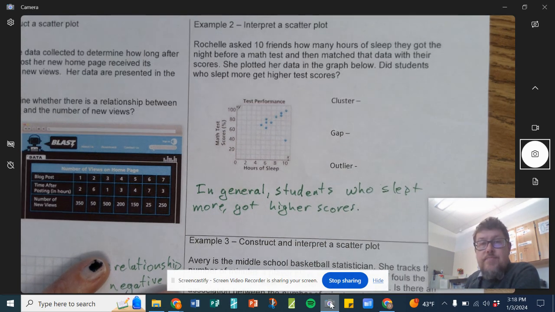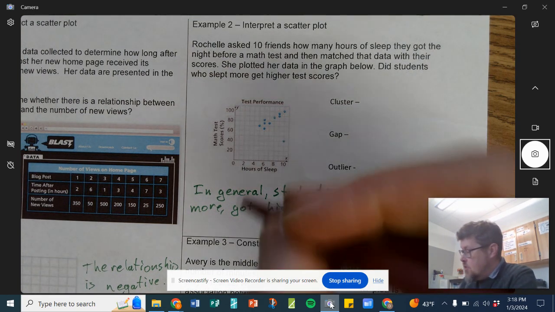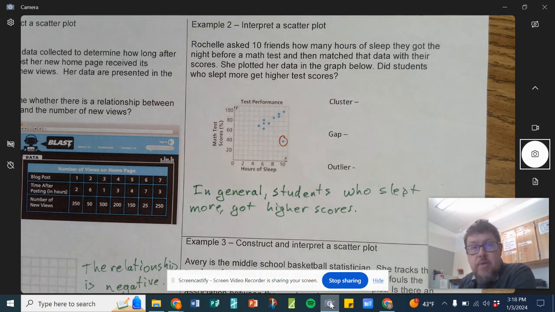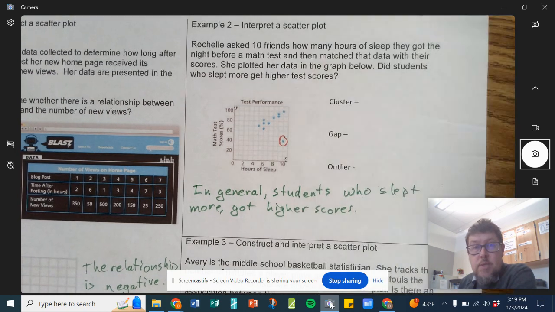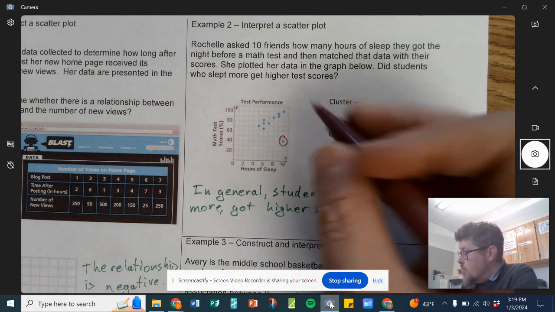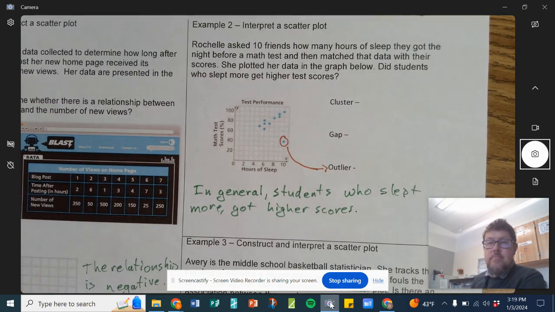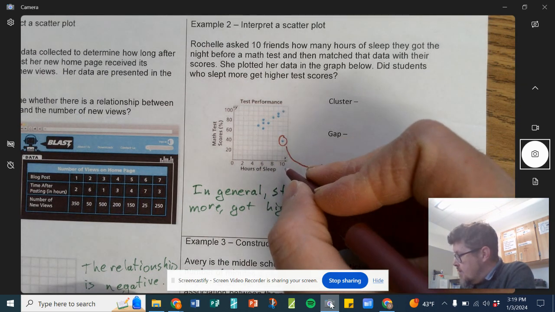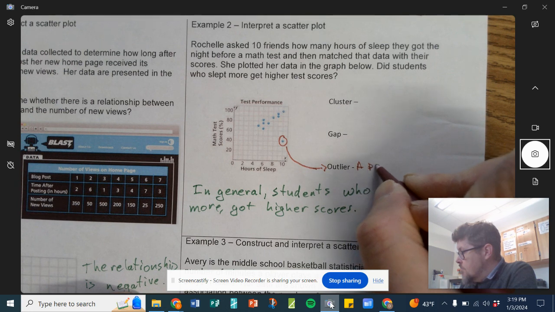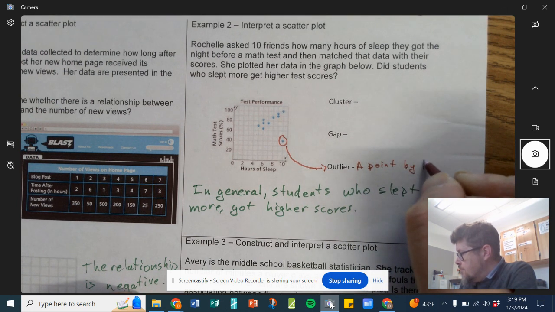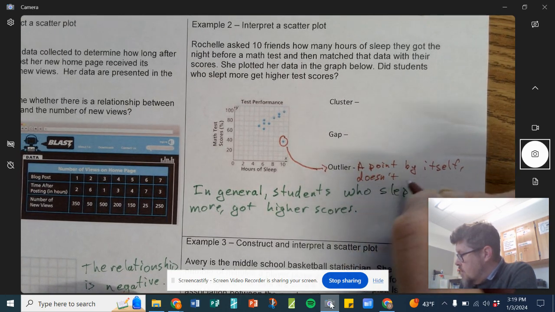Okay. And so the idea here is that that's generally the case. However, we do have this person out here who managed to sleep 10 hours, but still bomb the test, actually get the worst score on it. So even though they slept 10 hours, they only got a 40%. We call data that doesn't really fit with the rest of the points an outlier. It's just a point all by itself, and it doesn't fit with the rest of the data. So that's the idea there.